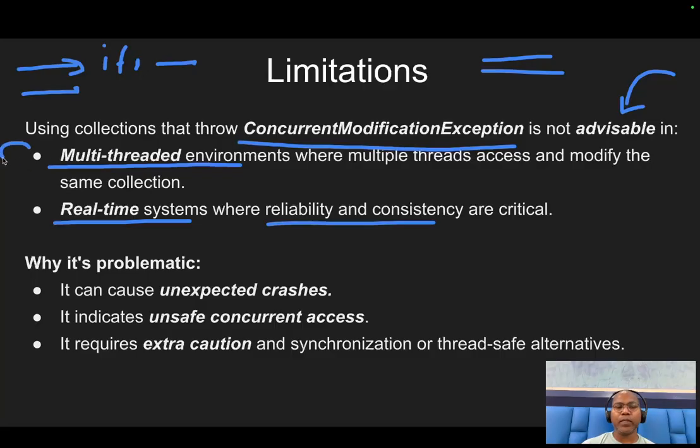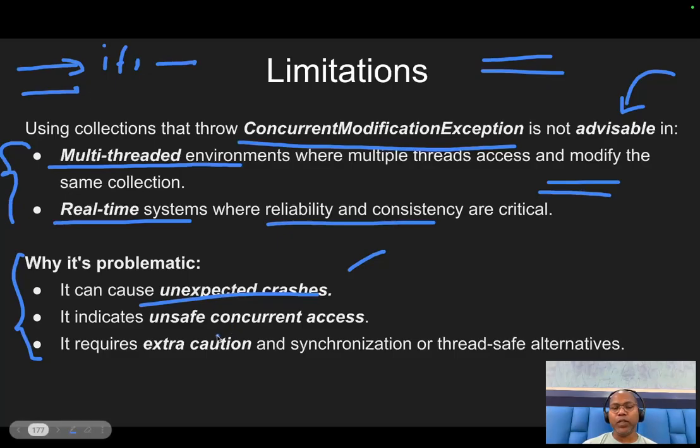Whenever your application is in a multi-threaded environment or a real-time system, where you want to ensure reliability and consistency, these are very critical. Let's go with a fail-safe collection like ConcurrentHashMap or CopyOnWriteArrayList. Sometimes it is very problematic because it suddenly throws an unexpected exception, your JVM can crash, and your application can be stopped.